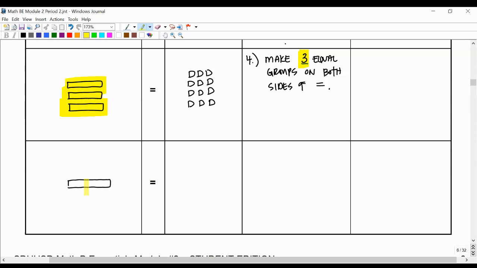So if I have 3 and I want to get to 1, I'm going to make 3 groups. If I had 4 and I want to get to 1, I'm going to make 4 groups. If I had 5, I'd make 5 groups. And then 3 equal groups, meaning I'm going to go like this: 1, 2, 3. So each group has 1 rod in it.